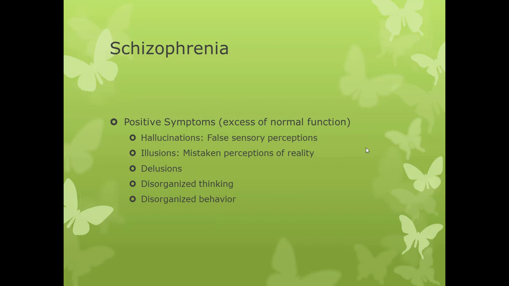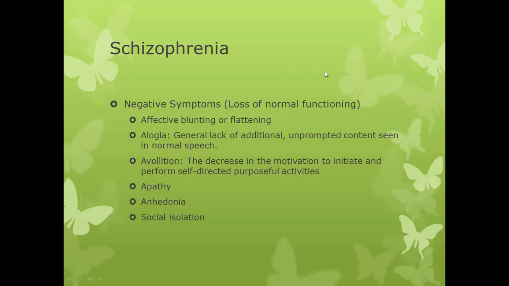Some of the positive symptoms, and if you remember, positive symptoms are in excess: hallucinations, illusions, delusions, and behavior and thinking are all disorganized. Negative symptoms are what's missing from their normal functioning. Their affect is blunted or flat. They have a lack of unprompted additional speech, so they're not working at continuing the conversation or adding to the conversation without being prompted. That's called alogia.